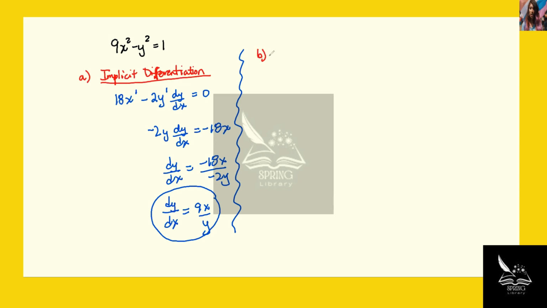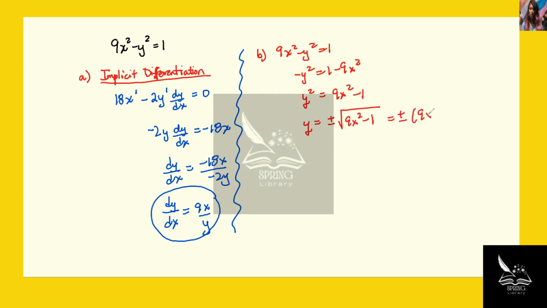Part B now says let's solve for y first and then take the derivative that way. All right, so this is our equation. I'll rewrite it. 9x squared minus y squared equals 1. I'm going to subtract 9x squared from both sides, and then multiply by a negative 1 both sides, and that will give me, I can reverse the order here. Then we square root both sides, but that will give me plus or minus square root of 9x squared minus 1, and then I can write as 9x squared minus 1 to the 1/2 power.